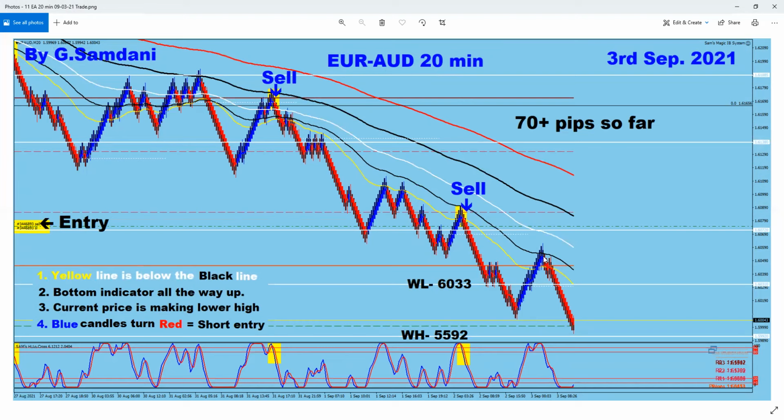So it came down, it ran up. Again, this is a beautiful entry, but I was in the trade, so no need to take this other entry. And it went down all the way. But I said, well, you know what? 55.92 may give us a bounce, and I closed for 70 pip. You know, 50, 60, 70, 80 pip, that's enough, right? So, you know, don't need to be greedy.